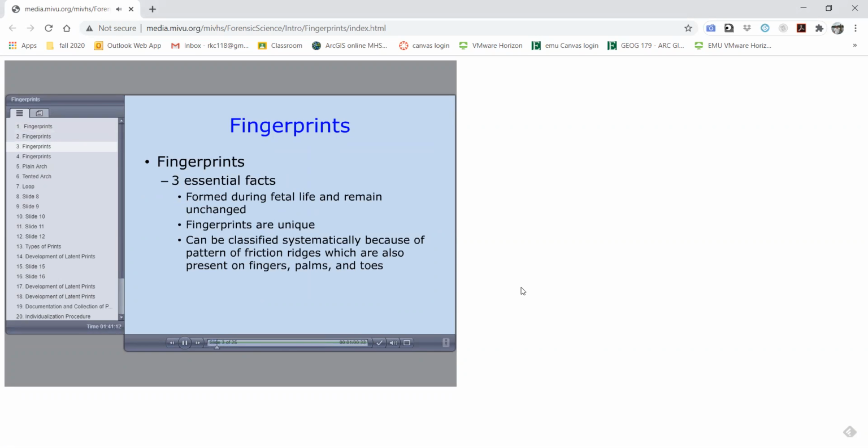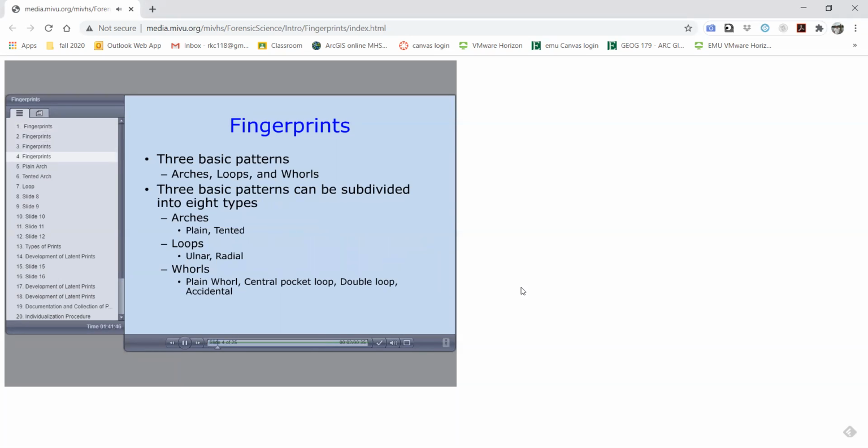There's three facts about fingerprints that make them really special. One is that they're formed during fetal life and they remain unchanged. Fingerprints are unique, which means that no one else in the world is going to have a fingerprint just like you. They might have a similar fingerprint, but not exactly like you. And they can be classified systematically because of the pattern of friction ridges. And those friction ridges are also present on the fingers, the palms, and the toes. So we can take prints other than just the fingertips.